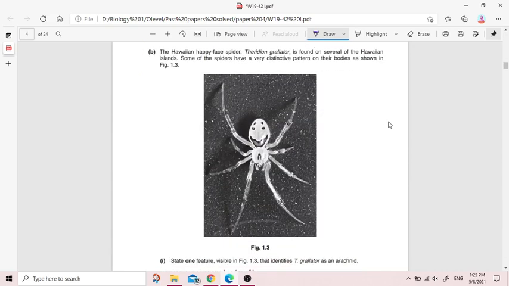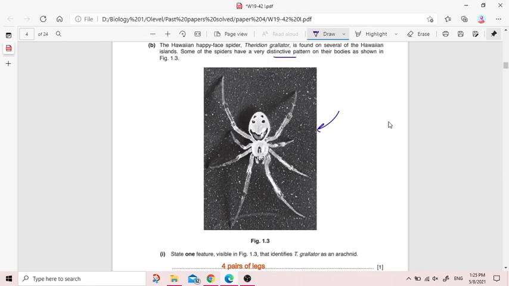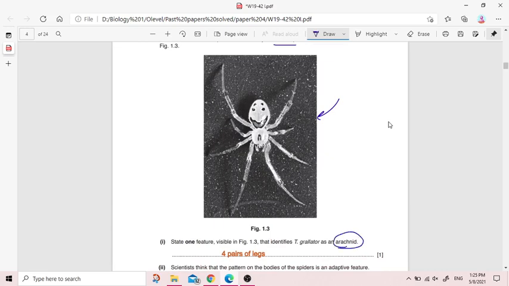okay. question B جاب لي سؤال. It looks strange but actually it is very easy. The Hawaiian happy face spider is found on several Hawaiian islands. Some of the spiders have distinctive pattern on their bodies as shown. It looks like a smiley face. طيب قال لي suggest one feature that identifies it as an arachnid.